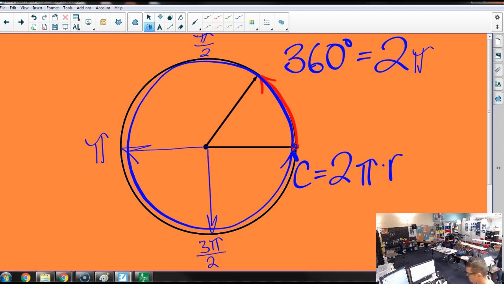Wow. I can travel half a pi. Red pi, blue pi. I can travel half a pi. Wow.